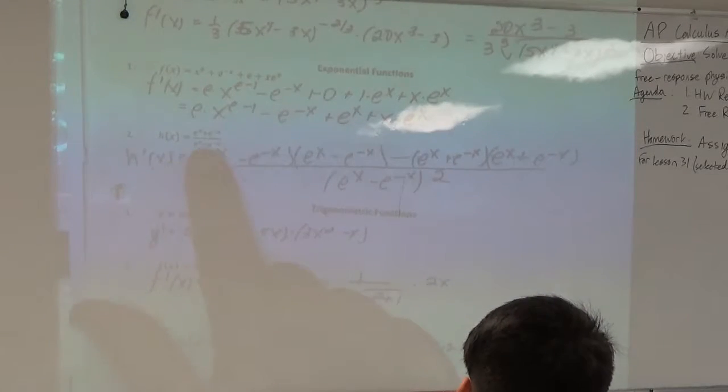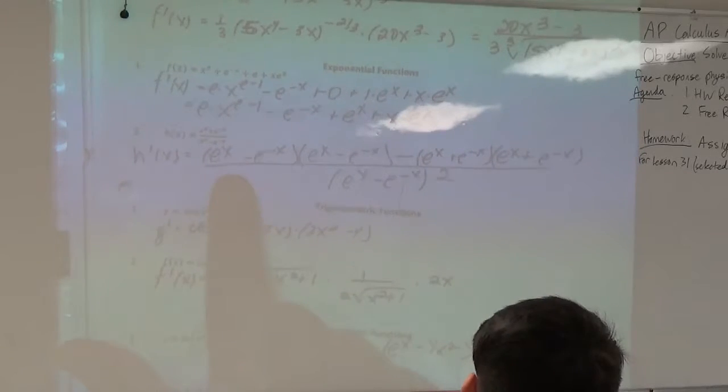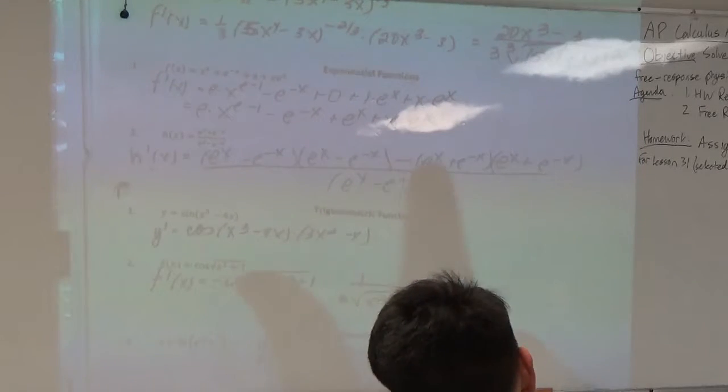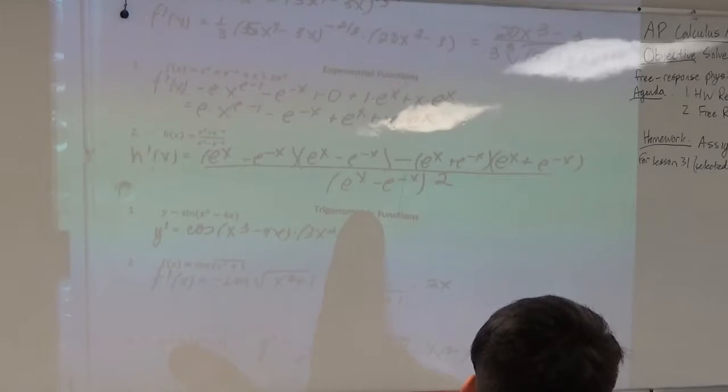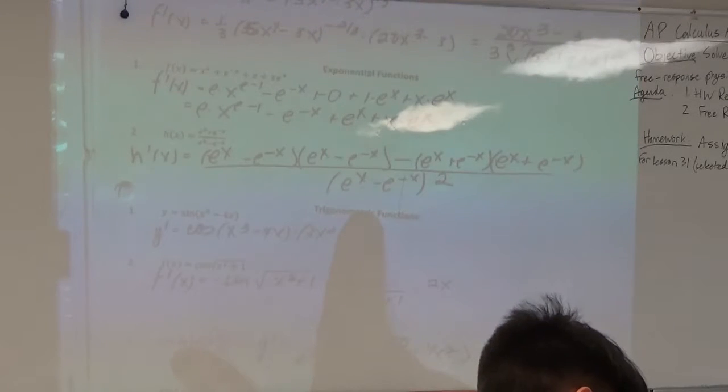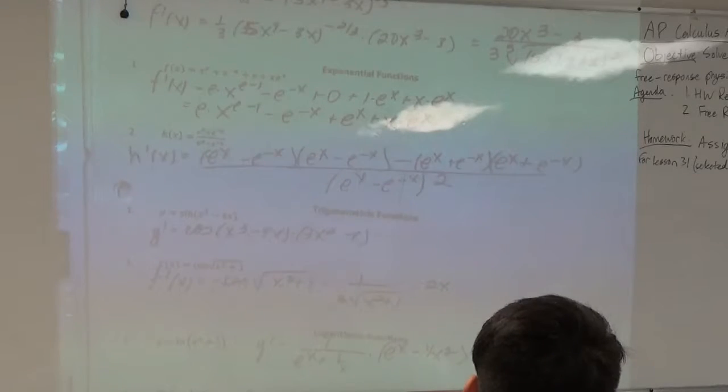Okay, next one. Quotient rule. Low d high minus high d low, over low low. No need to simplify in any way, shape, or form. All the friends doing okay?